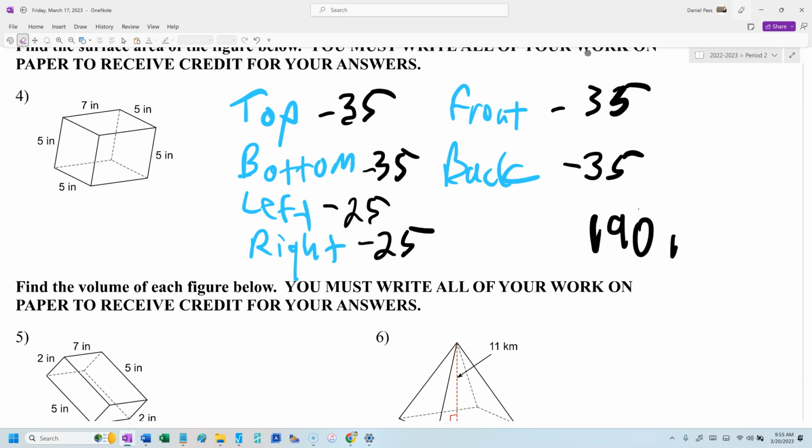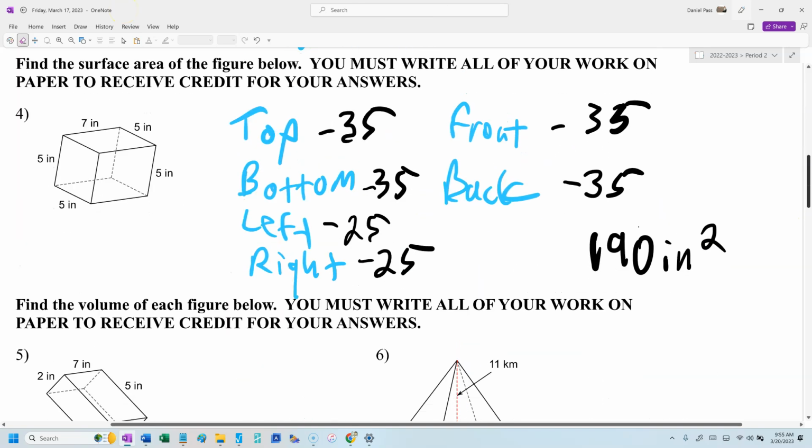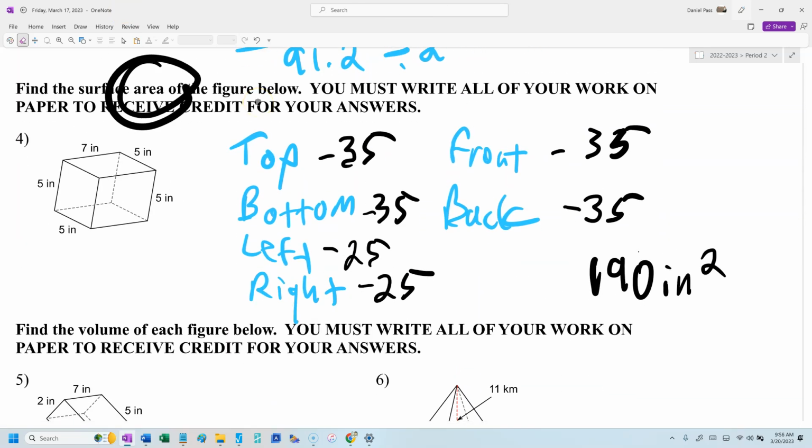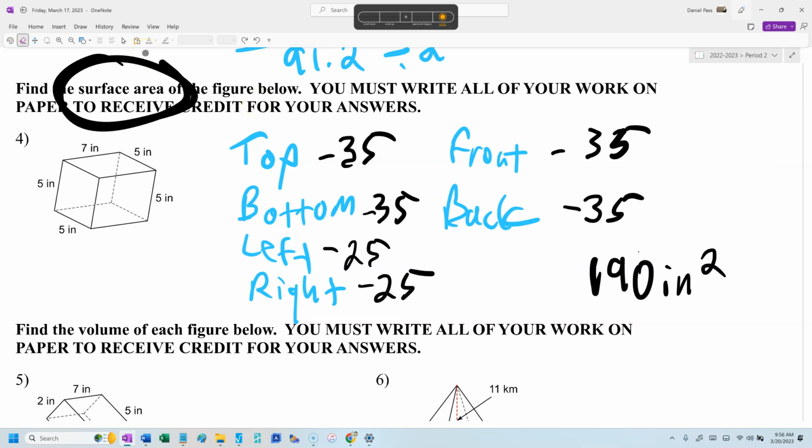190 inches squared. Because that's what surface area means, all of the outside added together, right? It's kind of like the shell. It's kind of like the perimeter, but it's 3D. The 3D perimeter, right?